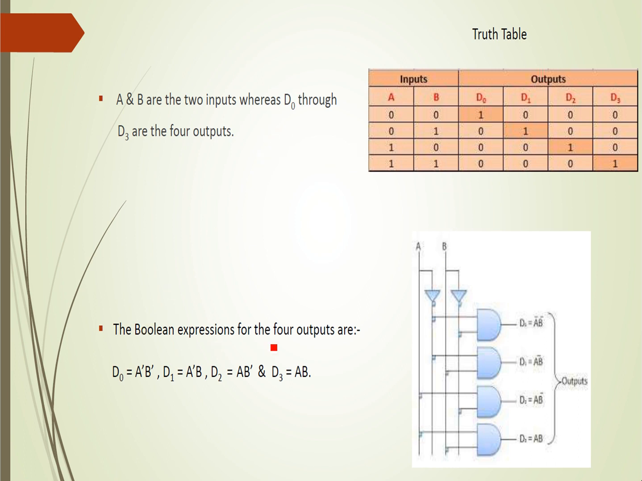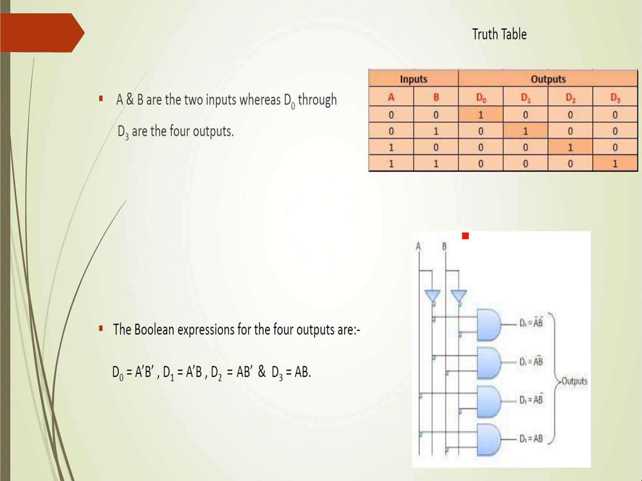So the Boolean expression for the 4 outputs D0, D1, D2, D3. So we can write the 4 different Boolean expressions. First, the D0 expression is A bar, B bar, because consider the D0 column here. D0 is high when both the inputs are 0, 0. So A0, B0. So how do you represent the 0? Just by taking the complement of that variable. So that is A bar, B bar. Hence D0 equal to A bar, B bar.